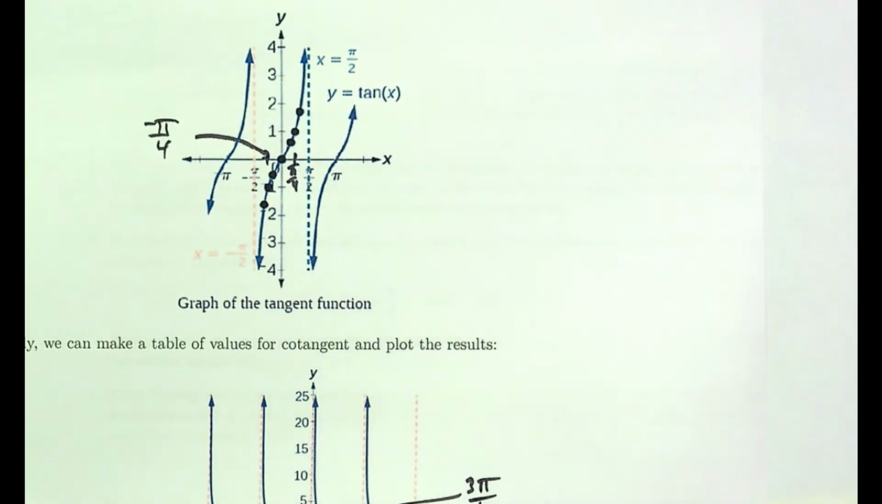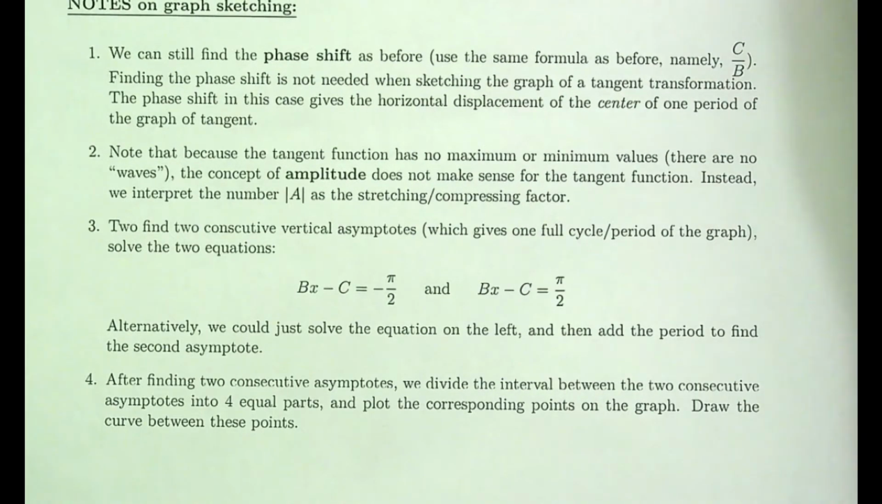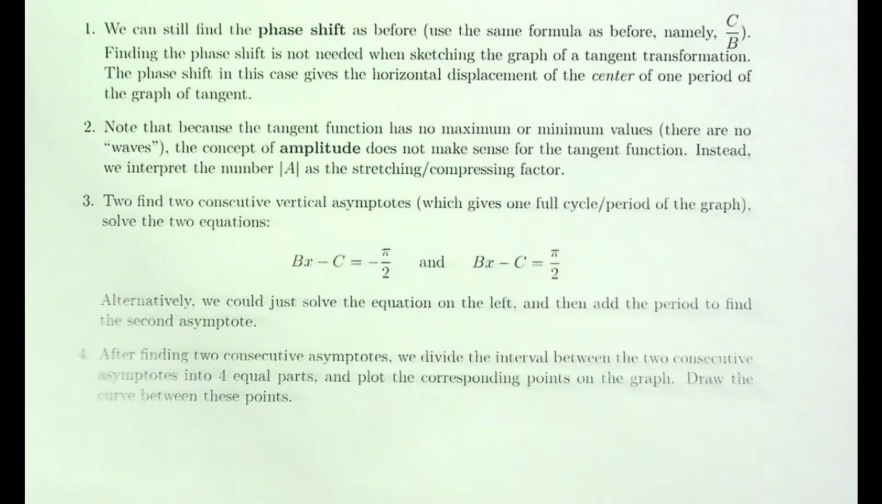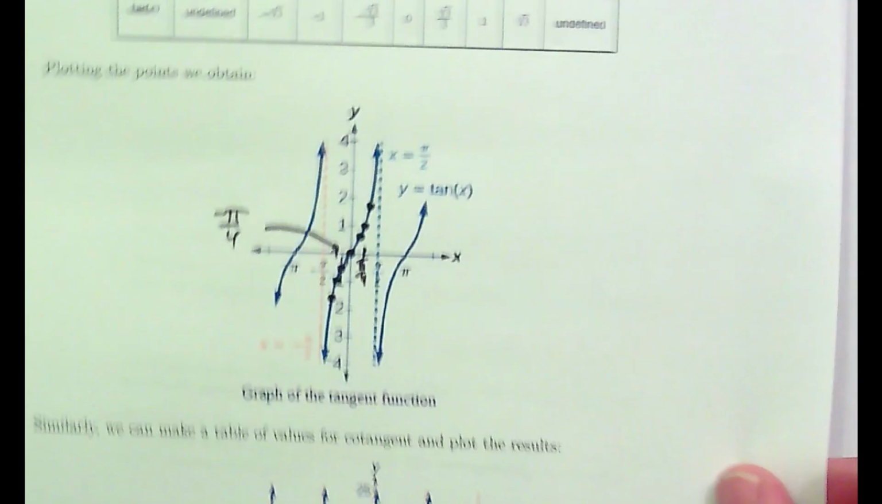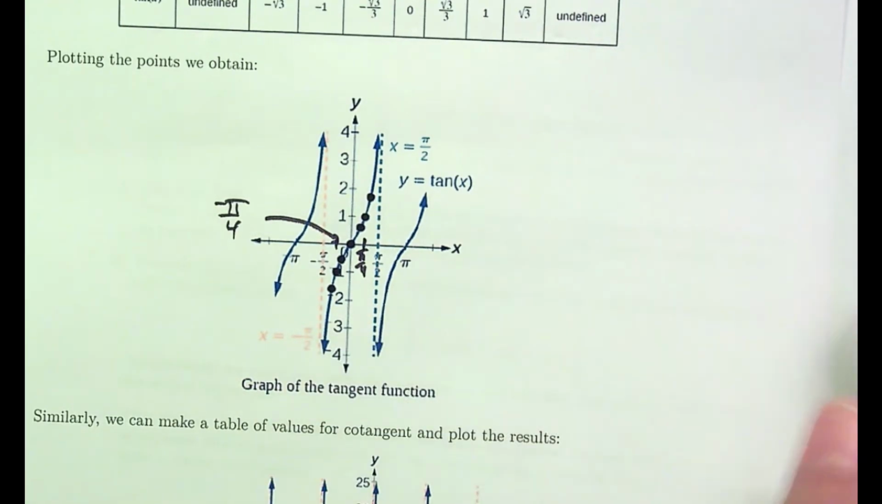Those are the main details you need to remember. And once you remember that, here's what you really need to do. Because the basic graph of the tangent is being moved around a little bit, you need to find where the new asymptotes are for the transformation. Where are those two consecutive asymptotes?